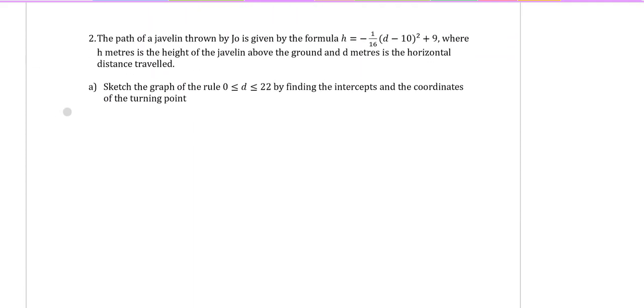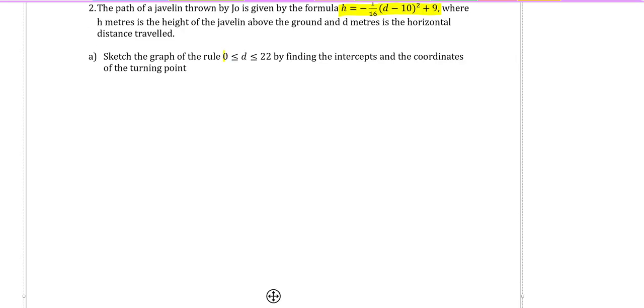All right, on to question 2. The path of a javelin thrown by Joe is given by this equation here, where h is the height in meters of the javelin above the ground, and d is the distance horizontally that it has travelled. Sketch the graph of the rule from 0 to 22 by finding the intercepts and the coordinates of the turning point.